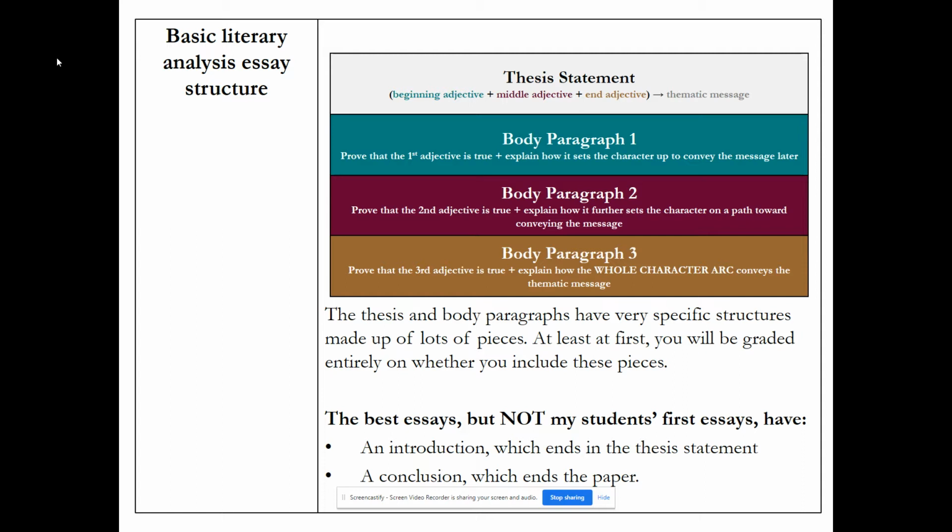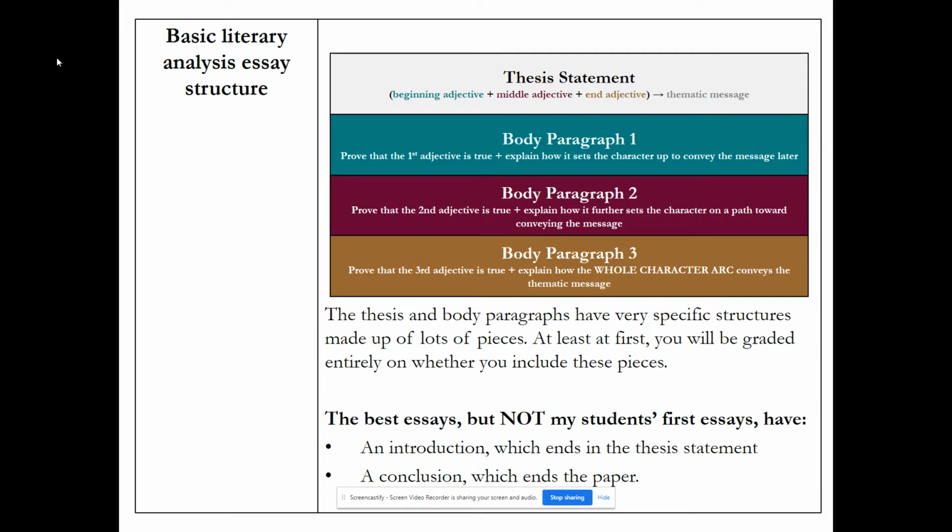And that experience of the character changing from the beginning to the middle to the end conveys a thematic message about how people do or should live, or how people who behave a certain way often have some kind of result. As you'll see on a future slide, I always like to say thematic messages should have the structure: people who do this thing often have that result. And you can put different words in those blanks in order to make infinite thematic messages.